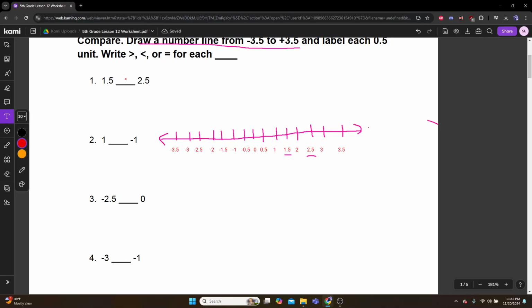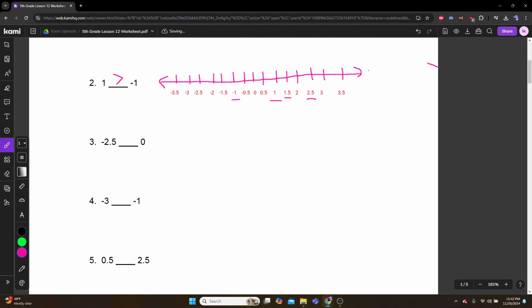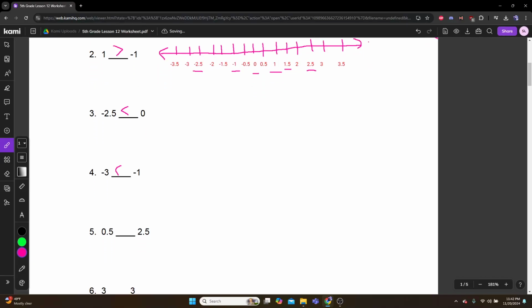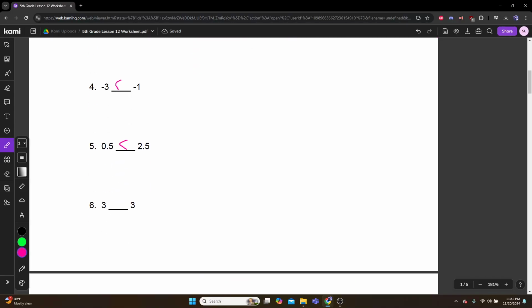So let's check number two. 1 to negative 1. We can see that 1 here is greater than negative 1 because it's on the right. So this would be 1 is greater than negative 1. And then number 3, negative 2.5 and 0. Negative 2.5 is here, 0 is here, 0 is bigger, so negative 2.5 would be less than 0. Number 4, negative 3 and negative 1. Negative 3 is to the left of negative 1, so that means that it's less. And then 0.5 and 2.5. 2.5 is larger, so 0.5 is less than 2.5. Then 3 and 3, they're the same number, so it's equal.